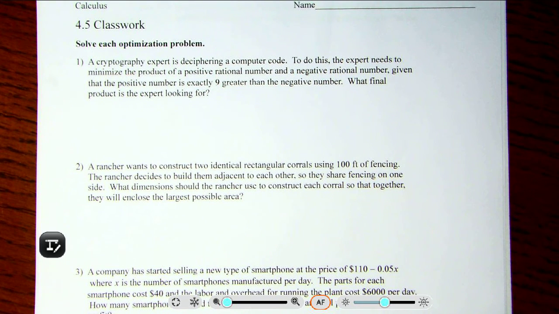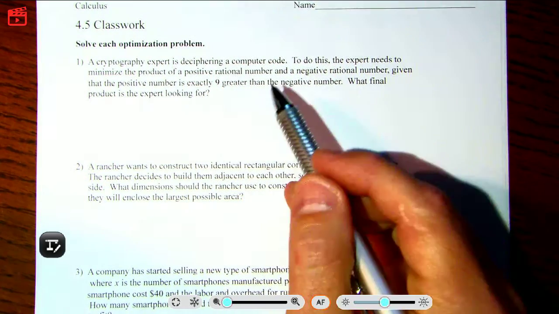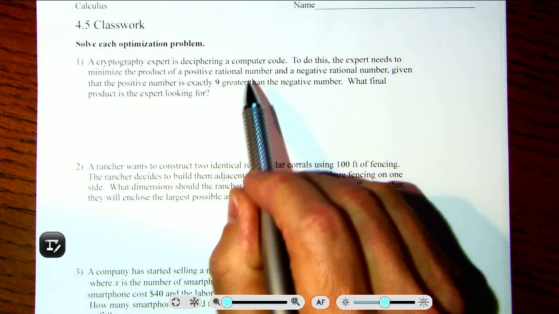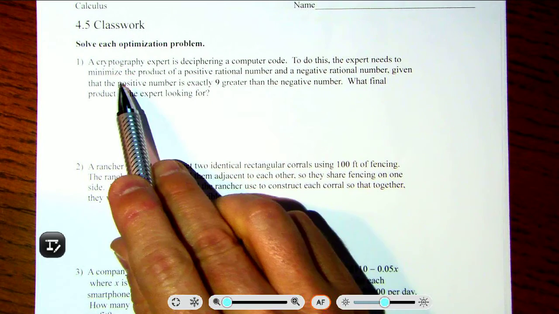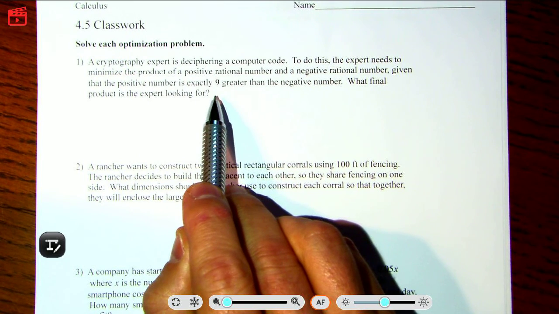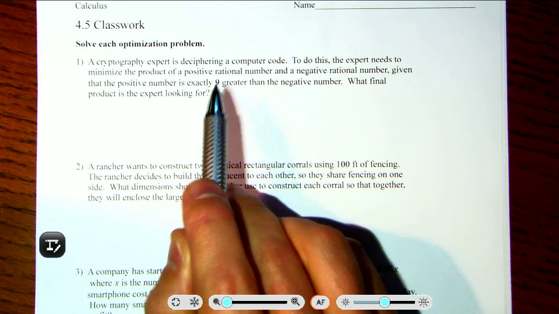Okay, here you go, guys. Classwork for number 1. Cryptography expert, deciphering code. We're trying to minimize the product of a number and 9 greater than the number.